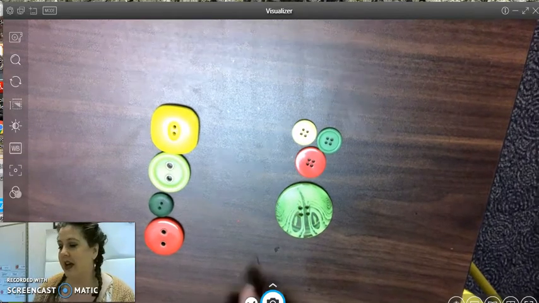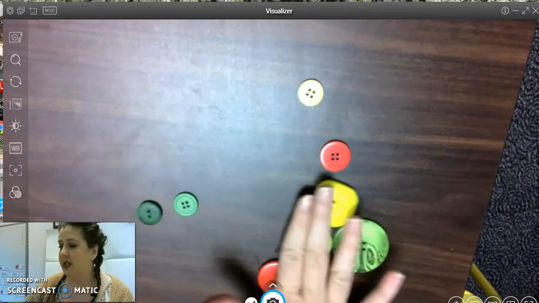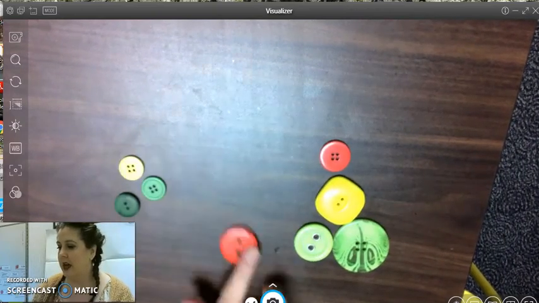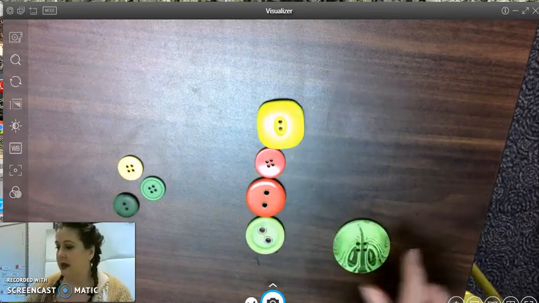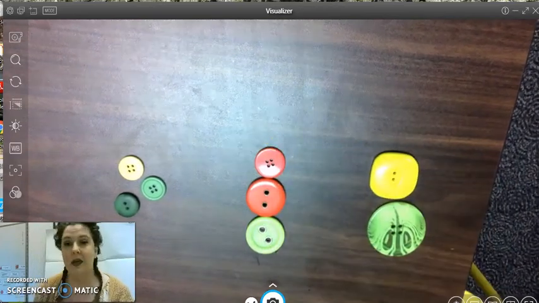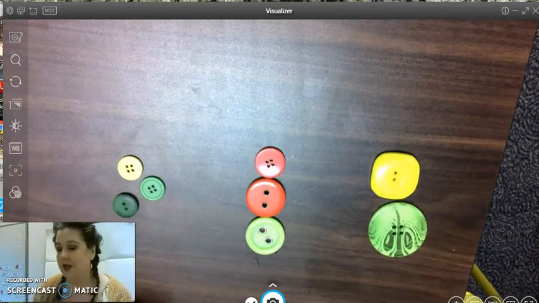Finally, I could look at the size of my buttons. I have some very small buttons. I have some medium-sized buttons. And then I have some great big buttons over there. So small, medium, and large.